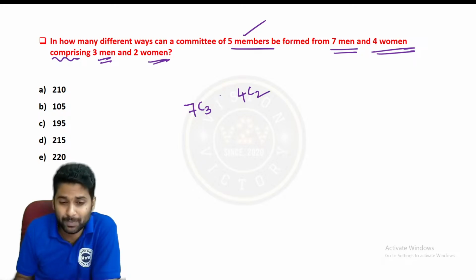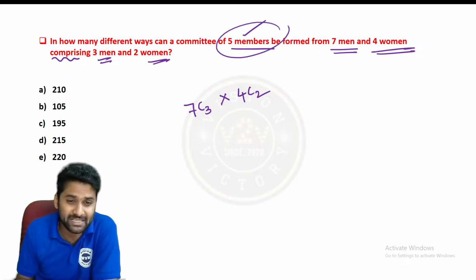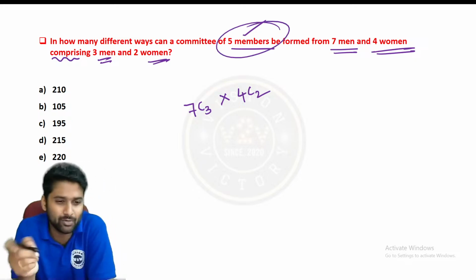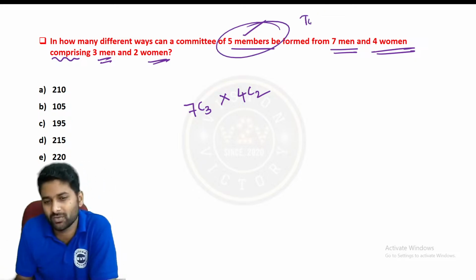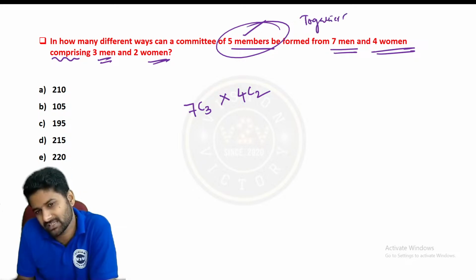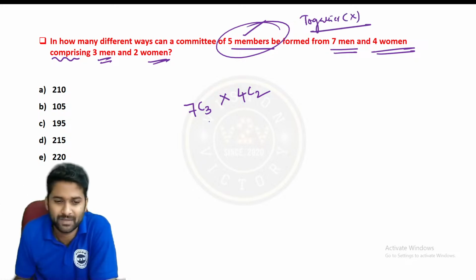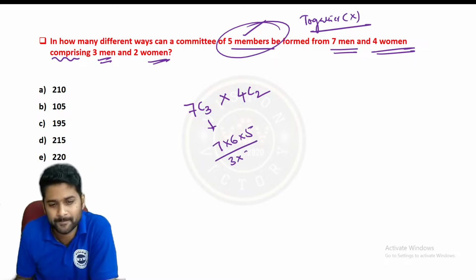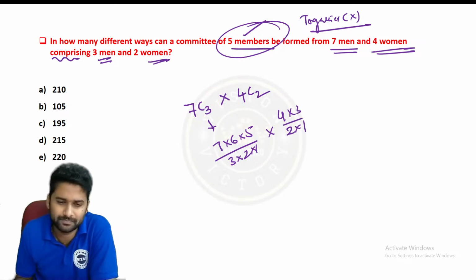Now we need to place them together. Why? Because we need the committee. So a committee is a combination of both men and women. So together, remember this concept guys. Together is a part of multiplication. 7C3 value and 4C2 value. 35 is multiplied by 6 times.